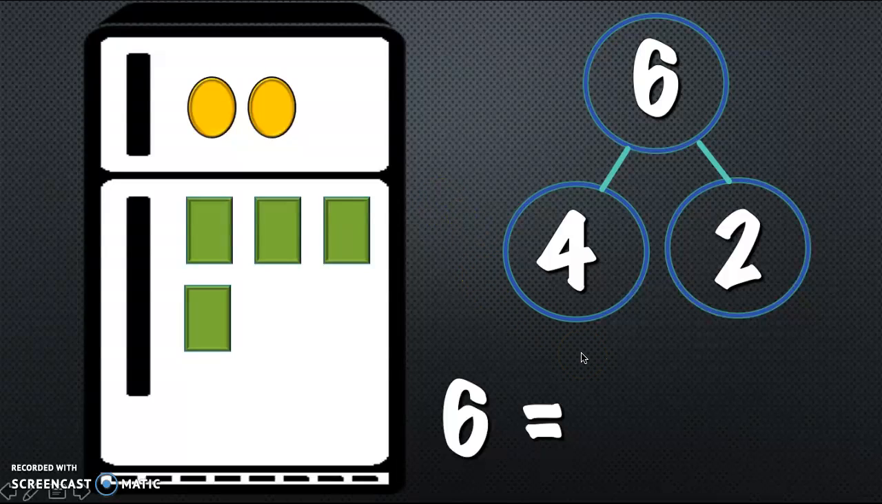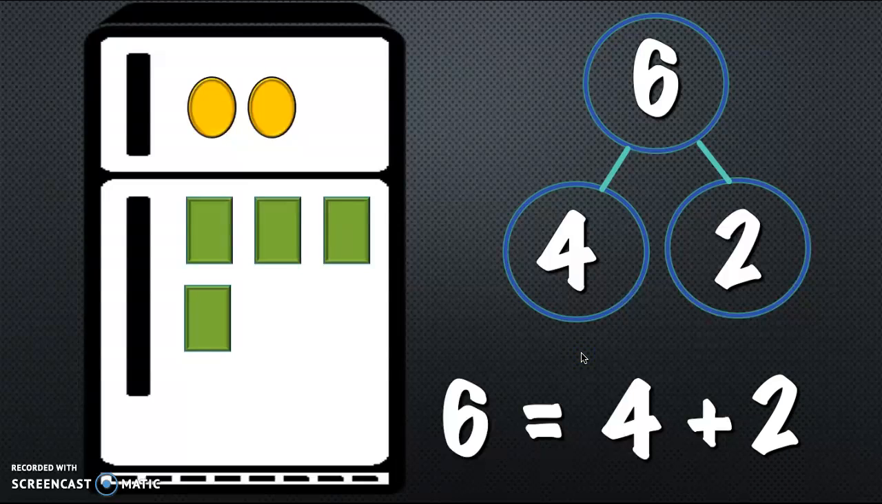So what if I said 6 is equal to 4 plus. Can you finish that number sentence? What would it say? 6 is equal to 4 plus, yeah, 2. Where did I get these 4 and 2 from? Yeah, I got them from the number bond.